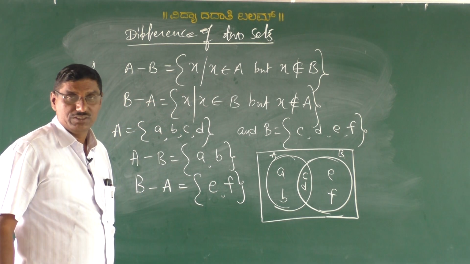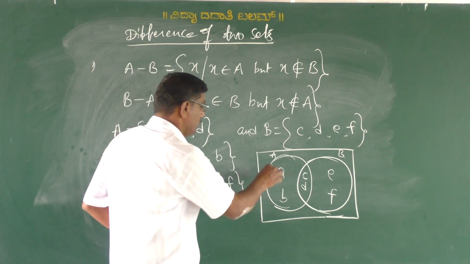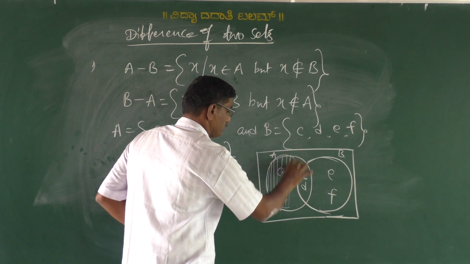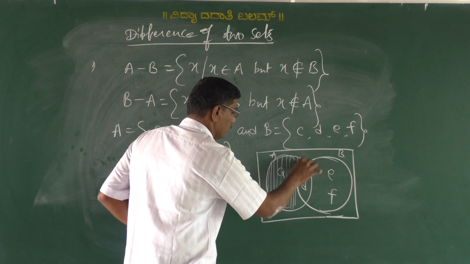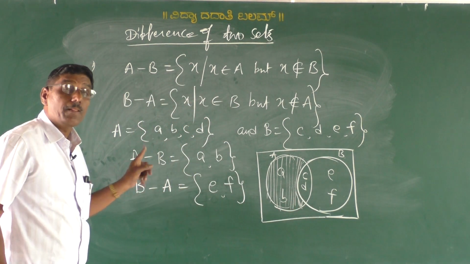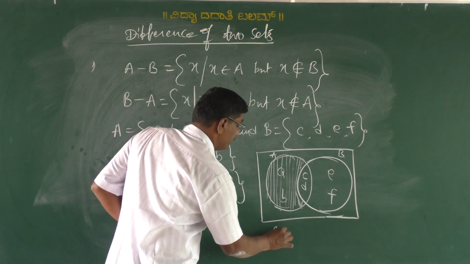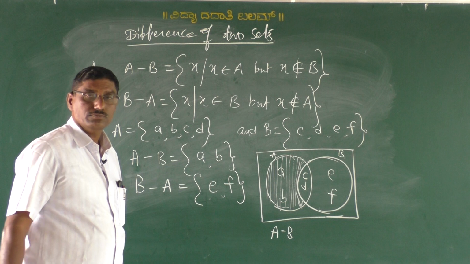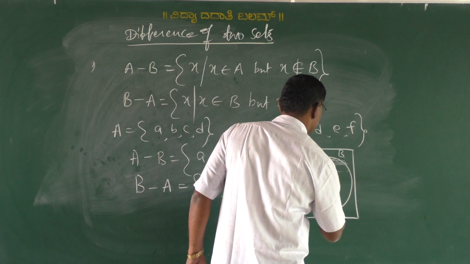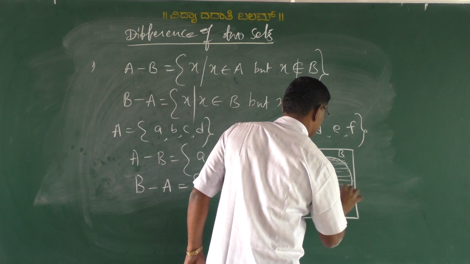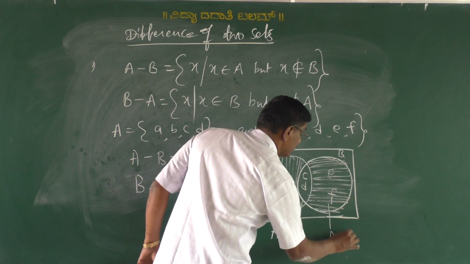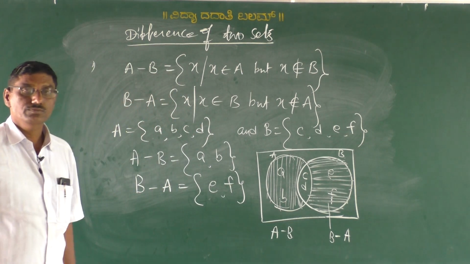Now, my dear students, this vertical line portion represents A minus B. The horizontal line portion, this is B minus A. Are you understood?